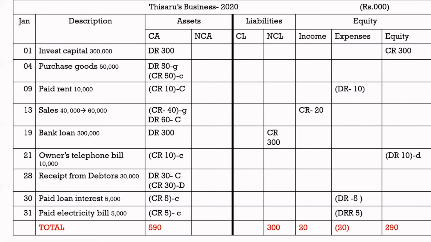Our transaction number 1, done on January 1st, is the owner investing capital worth 300,000. So there's capital brought to the business, 300,000. Our cash increases, so we record it as a debit entry. The cash account is debited for 300,000, and then the equity account is also increasing, so it is credited for 300,000. You can see why I said they have opposite reactions. An asset increase is a debit while an equity increase is a credit. So it's balancing itself.